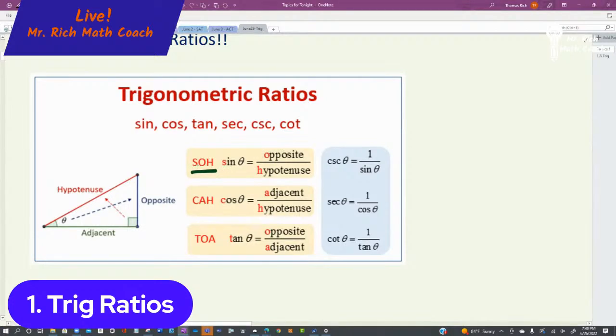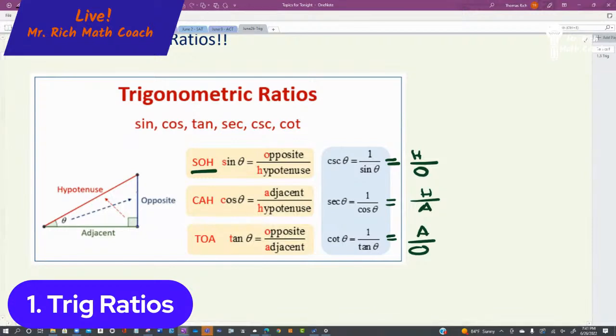Each one of these functions, sine, cosine, and tangent, has its own reciprocal ratio. The reciprocal of sine is cosecant. So cosecant is 1 over sine, which would mean that cosecant is the ratio of the hypotenuse divided by the opposite side from that angle. And secant is 1 over cosine, which means that secant is hypotenuse over adjacent, and cotangent is 1 over tangent, which means this would be adjacent over opposite. That's what cotangent is. So you want to know those going in.